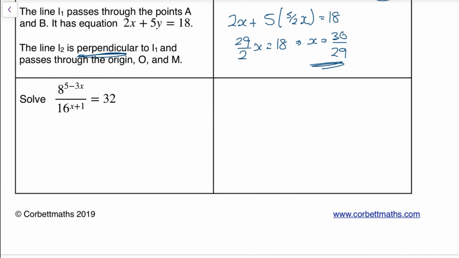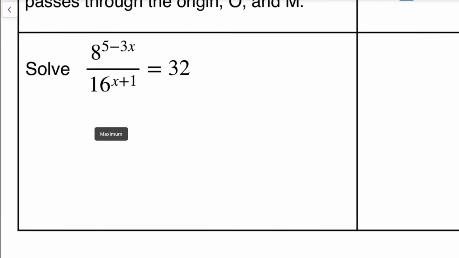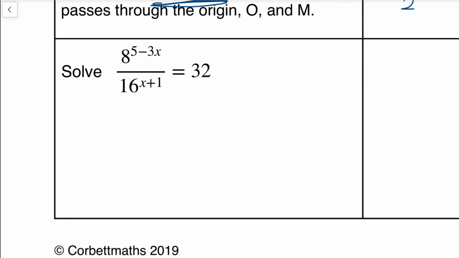Final question, solve. Right, I was just checking whether I can use 4, but I'm going to go straight to 2. I've done so many of these, I'm not going to miss out steps, but I'm going to bravely just go for it in fewer steps. So 8 is 2 to the 3 times 5 minus 3x. And then I'm dividing that by 2 to the 4 times x plus 1. And that's equal to 2 to the 5.